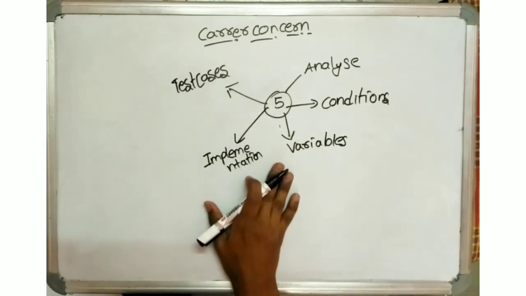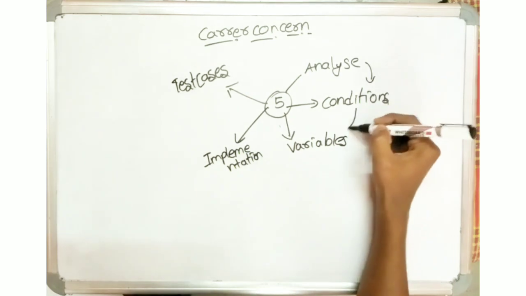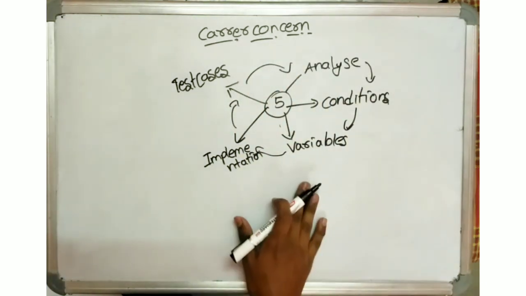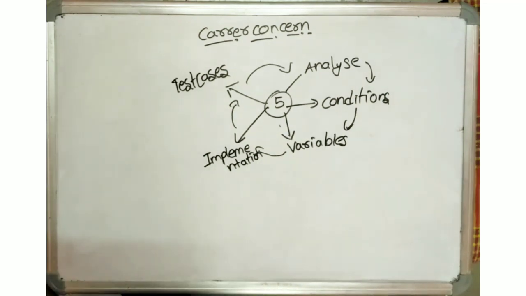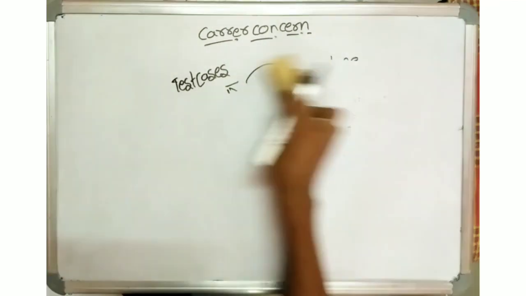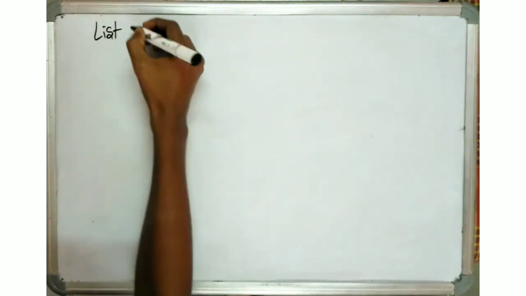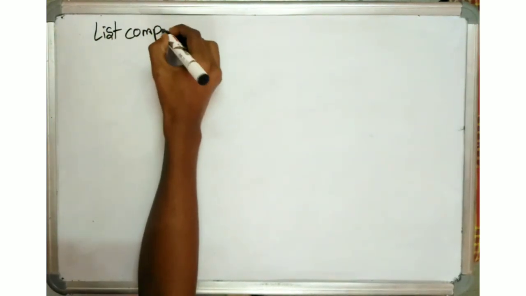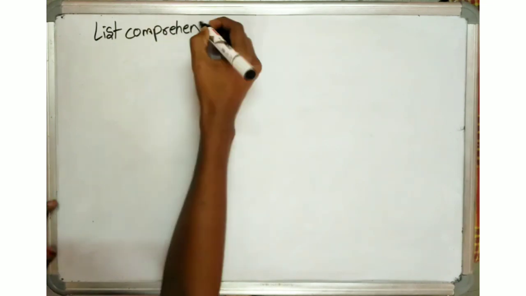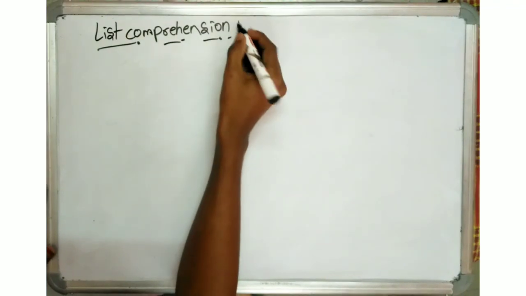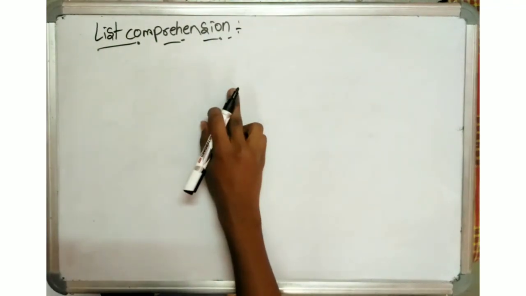Whatever problem we get, we need to satisfy all these stages to solve a given task. Okay, today we are taking a task from a HackerRank problem. Our task is to use a concept called list comprehension to solve it. Before going to the task, let me explain briefly what list comprehension is.